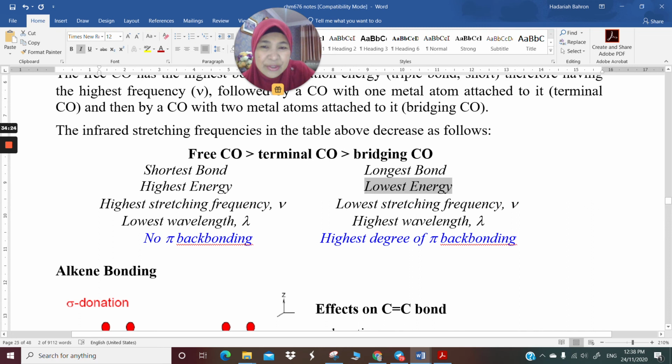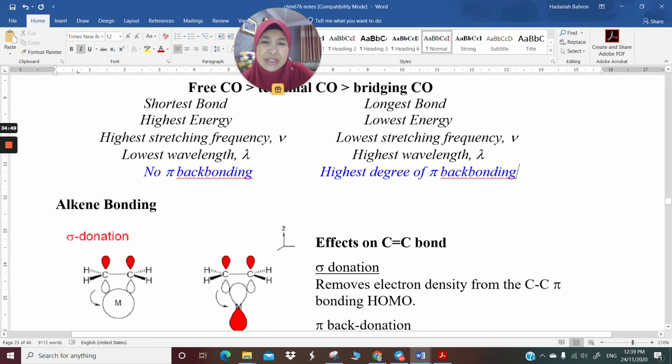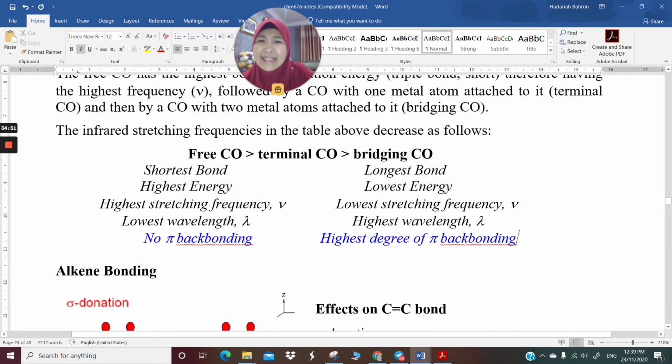So you can also use the value of the stretching frequency to determine whether your carbon monoxide is a free, unbonded carbon monoxide, a terminal carbon monoxide bonded with only one metal, or a bridging carbon monoxide bonded with two metals, just by looking at the value of your stretching frequencies, ν(CO). Okay, so that is the evidence for pi back bonding.